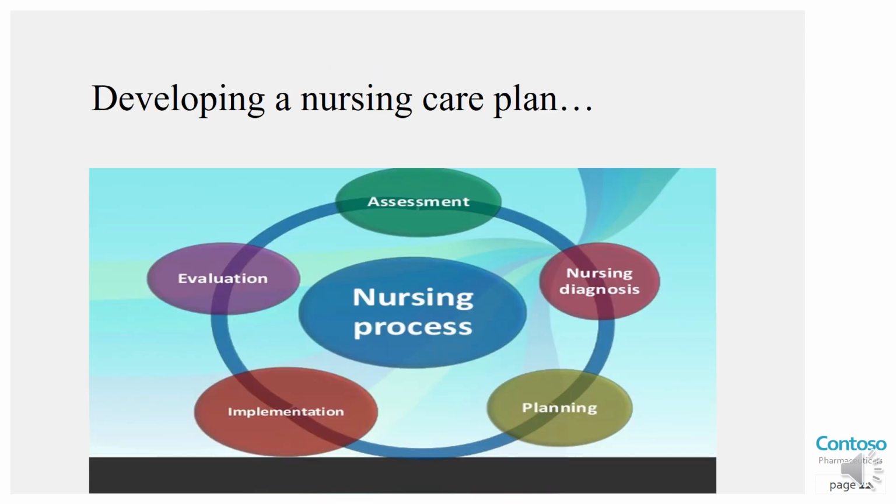To develop a nursing care plan for your patient, you're first going to assess your patient. You're going to obtain a thorough history, followed by your physical assessment. You will then make your nursing diagnosis to help plan patient care. In implementation, you carry out your plans to assist your patient with their specific needs, and then you can evaluate your nursing process and change as needed for your specific patient.